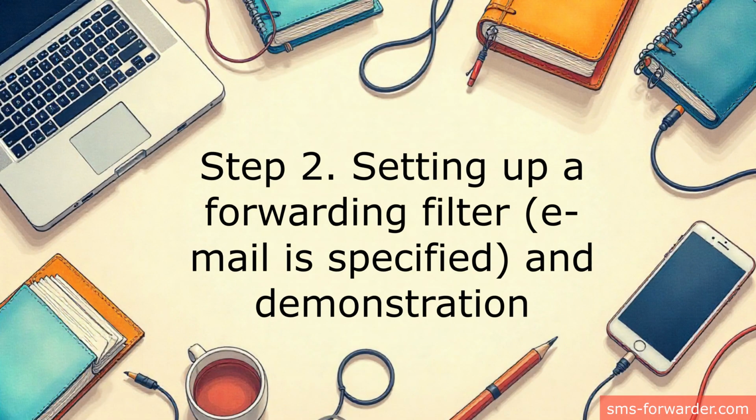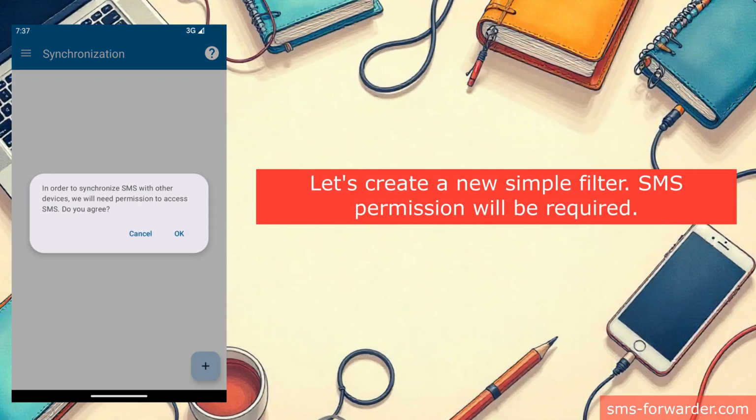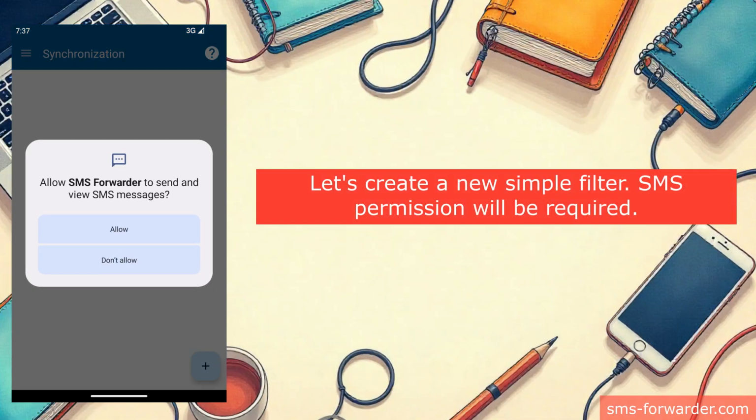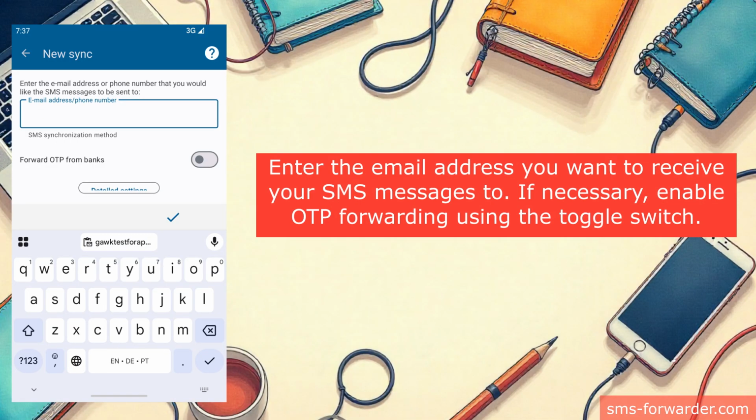Step 2. Setting up a forwarding filter, email is specified, and demonstration. Let's create a new simple filter. SMS permission will be required. Enter the email address you want to receive your SMS messages to.